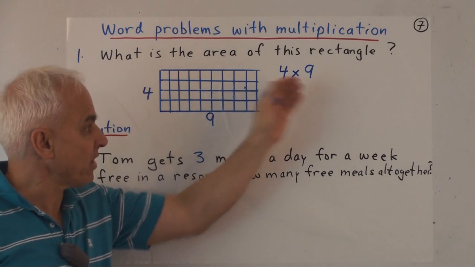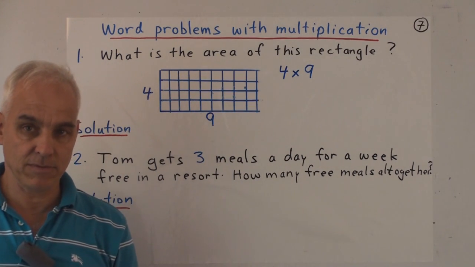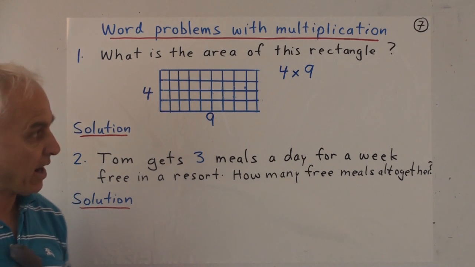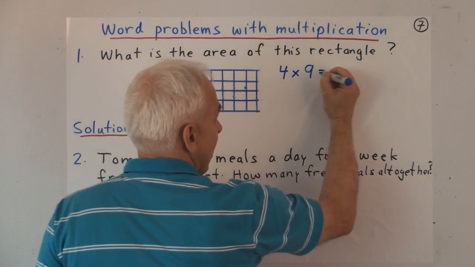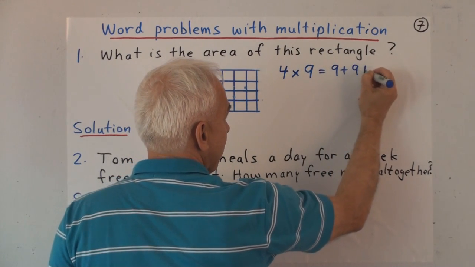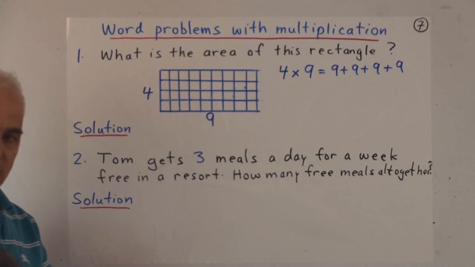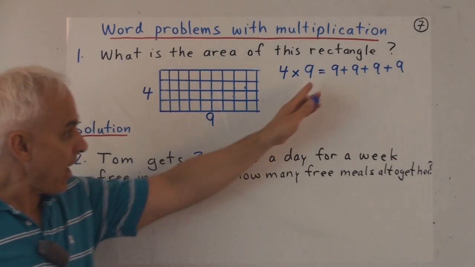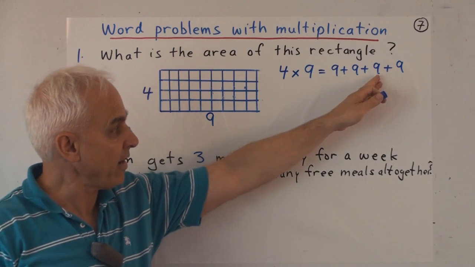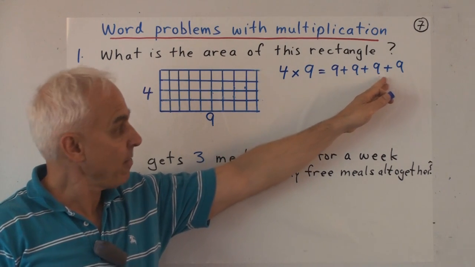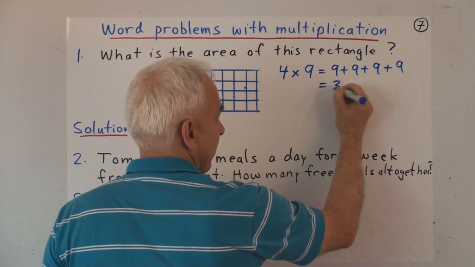And I can compute 4 times 9 in a number of ways. Maybe I've just memorized it from the table. Or I could compute it by saying, well, this is 9 plus 9 plus 9 plus 9. Then I have to do a bunch of additions. 9 plus 9 is 18. Plus 9 is 27. Plus 9 is 36. That would be one way.